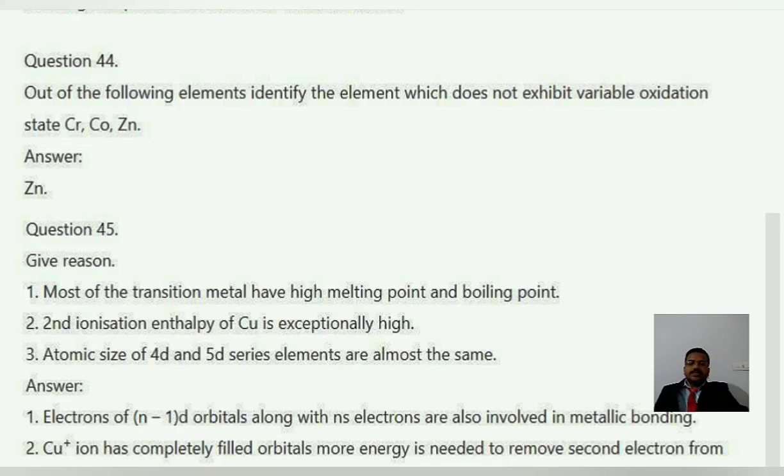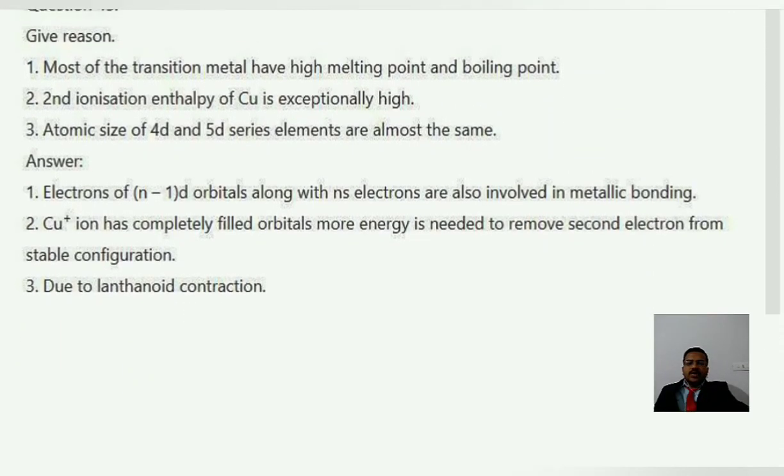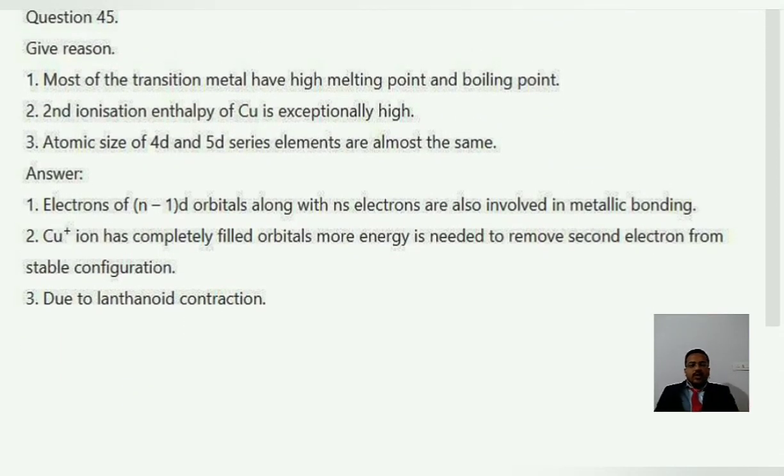Question number 45. Give reason. One, most of the transition metals have high melting point and boiling point. Two, the second ionization enthalpy of copper is exceptionally high. Three, the atomic sizes of the 4d and 5d series elements are almost the same.